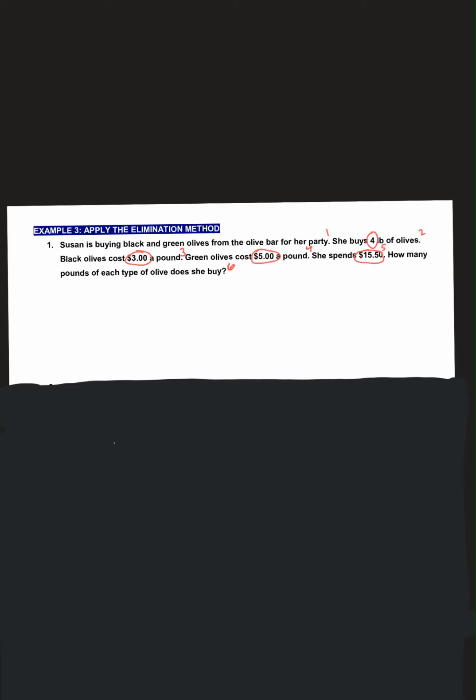Now let's go back and underline the stuff that we're talking about. We're talking about black and green olives. And there's 4 pounds of olives total. Black olives cost $3 a pound. Green olives cost $5 a pound. And we know that she spends $15.50. That's a total. So how many, boxing the question, pounds of each type of olive does she need to buy?